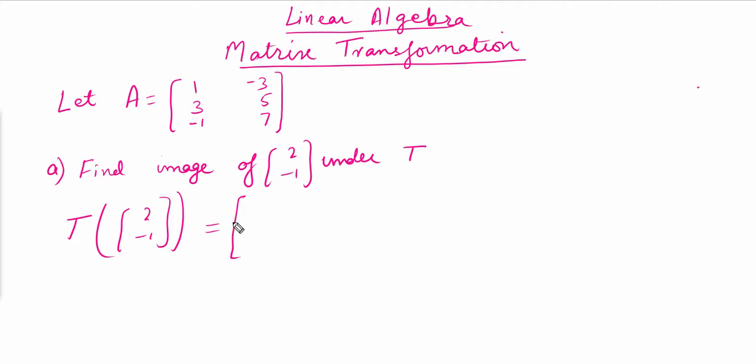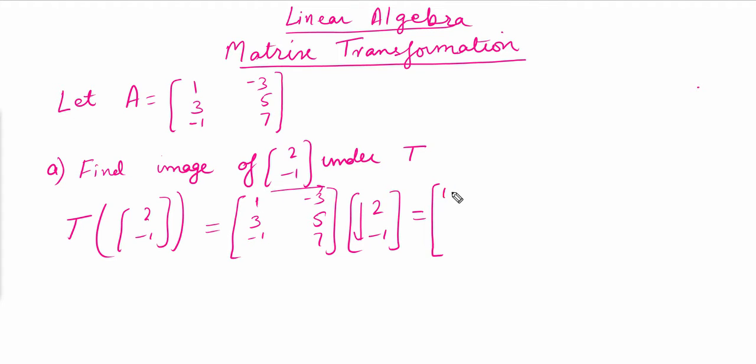So we'll write down the matrix first: 1, -3, 3, 5, -1, 7, and then the vector (2, -1). Now we'll multiply the rows with the column. So it's 1 times 2 plus -3 times -1, that is 3. Then 3 times 2 plus 5 times -1, so that will be equal to 1. Then -1 times 2 plus 7 times -1, that is -9.